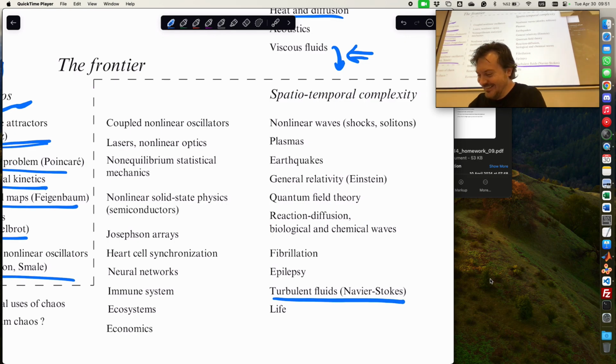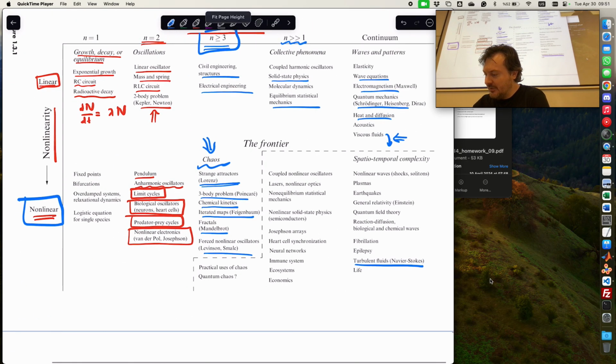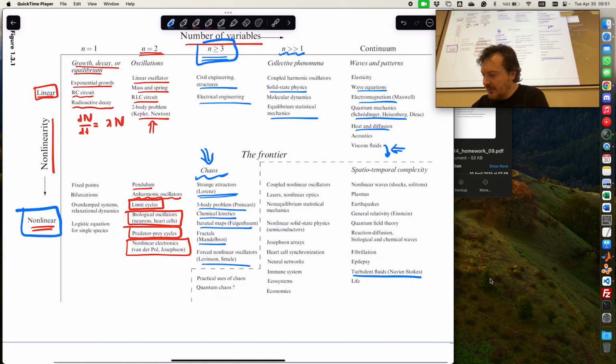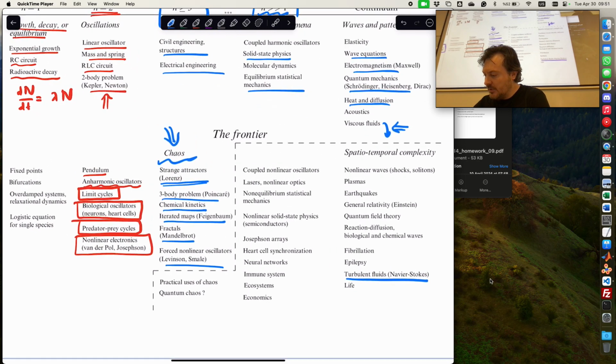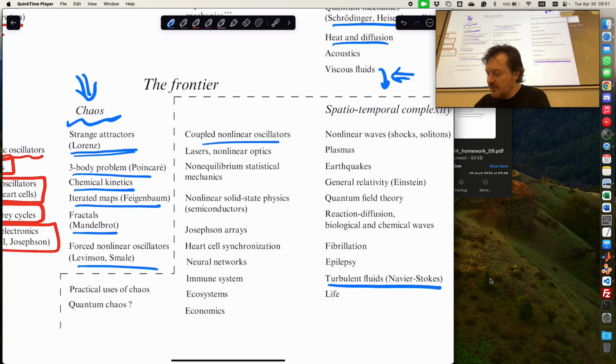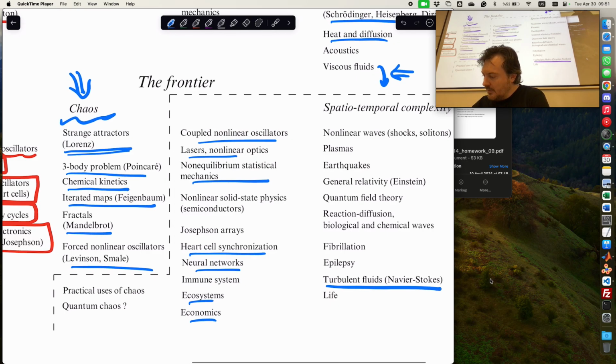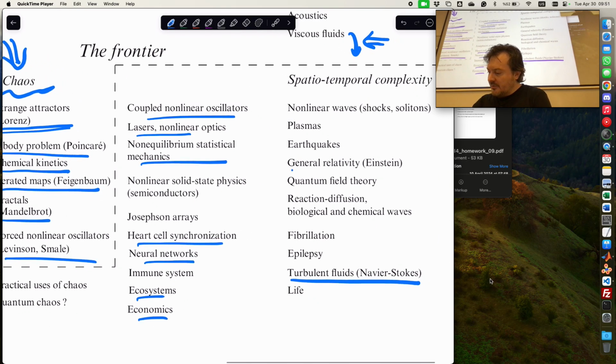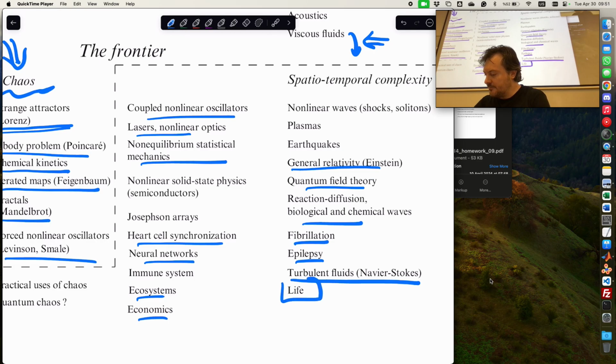Okay. Then over here, let's remind you, it's n much greater than 1. What do we have? We have coupled nonlinear oscillators, lasers, non-equilibrium statistical mechanics, heart cell synchronization, neural networks, economics, ecosystems. What do we have here? General relativity, quantum field theory, reaction diffusion, fibrillation, epilepsy, and life.